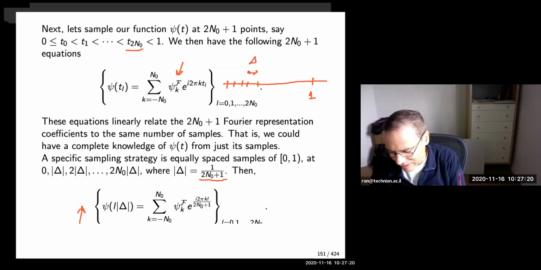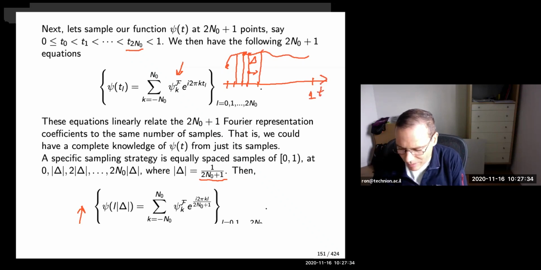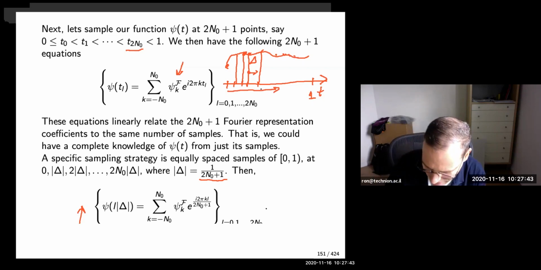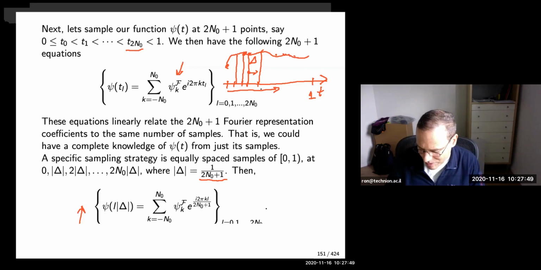And the samples of my signal, if this is my signal, would now be evenly or uniformly distributed or regularly distributed over the t-axis, okay? So now instead of just arbitrary samples as we did before, we uniformly distribute them over this axis. This uniform distribution has a very nice property. First of all, instead of just having some arbitrary number here, what I now have is a well-defined structure that I can work with, okay?